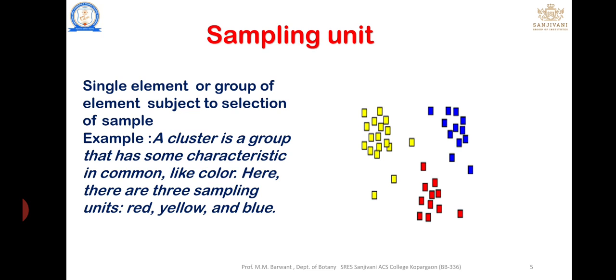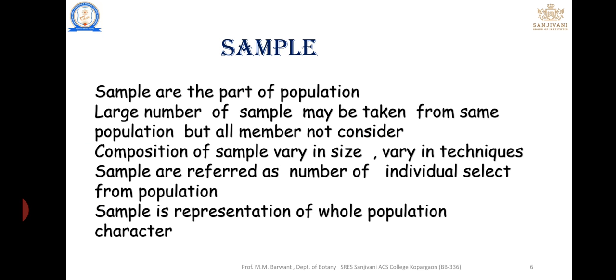Let's see a cluster or group that has some common characteristic, like color. Here there are three sampling units: red, yellow and blue. I will explain in the same way. In a cluster or group having some characteristics in common, for sampling we need some criteria. The criteria is nothing but the parameter or the variety. For example, when selecting students, we take a criterion like intelligence, having good marks, which is a common character. Dullness is also one of the common characters. On that basis samples are taken. That is known as a sampling unit.